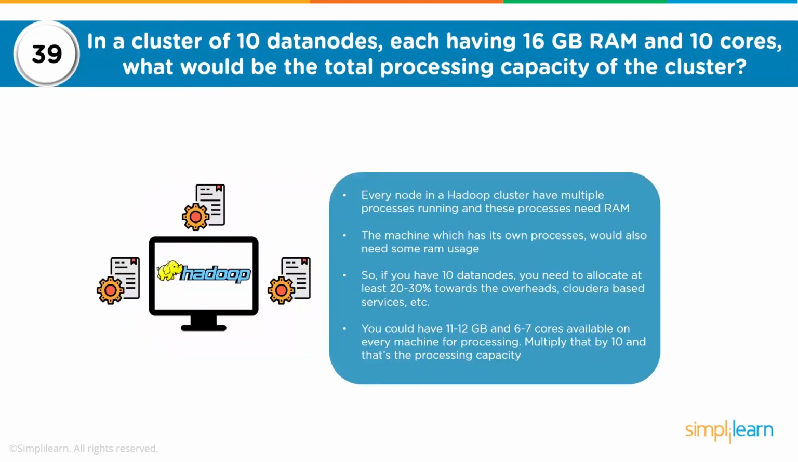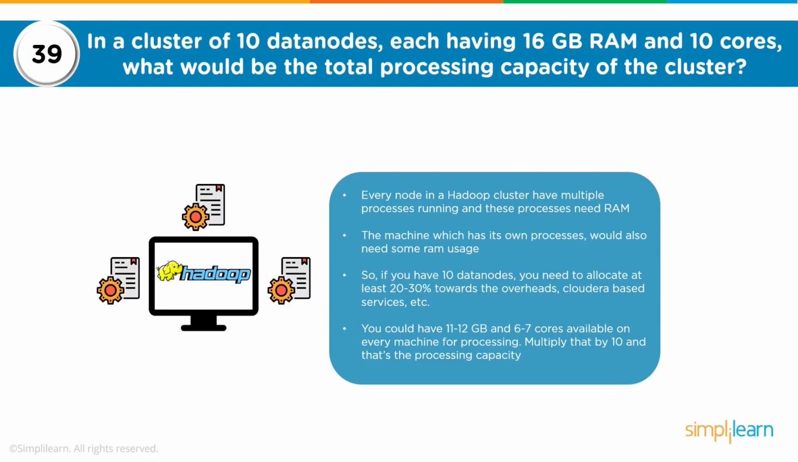Now, in a cluster of 10 data nodes, each having 16 GB and 10 cores, what would be the total processing capacity of the cluster? Take a minute to think. 10 data nodes, 16 GB RAM per node, 10 cores. So, if you mention the answer as 160 GB RAM and 100 cores, then you went wrong. Now think of a cluster which has 10 data nodes, each having 16 GB RAM and 10 cores.